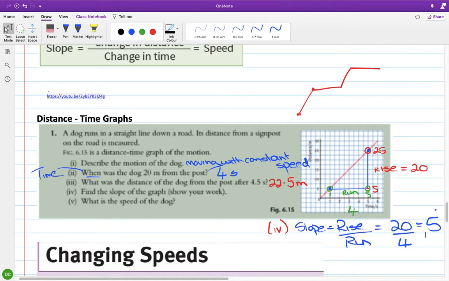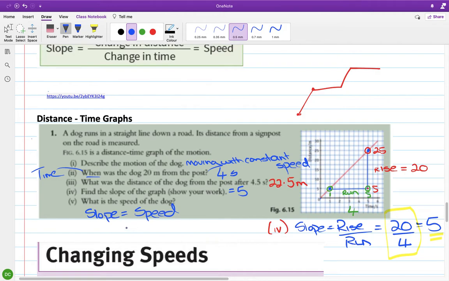And it doesn't matter which points you choose. You would get a different rise and a different run. So this part would be different, but your answer should be the same. Okay, so regardless of whether you took the entire line, or like I did part of the line, or even if you took part of the line but you took a different part to me, you should still end up with 5. Okay, so that is the slope of the graph, which is what we were asked. And what is the speed of the dog? Okay, so remember I told you the other day, and I explained all the logic of it, that the slope is the speed.